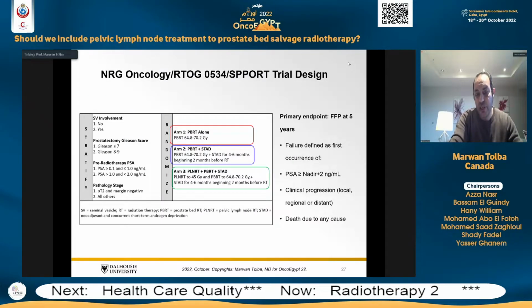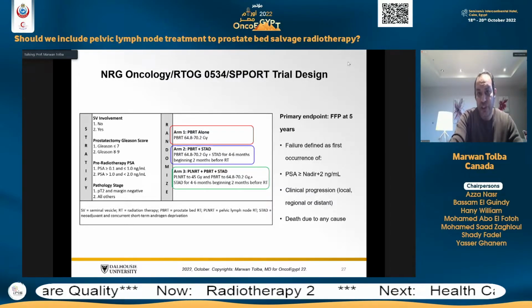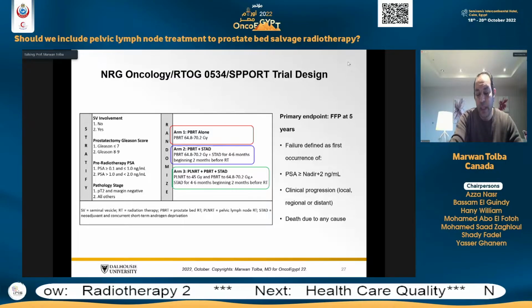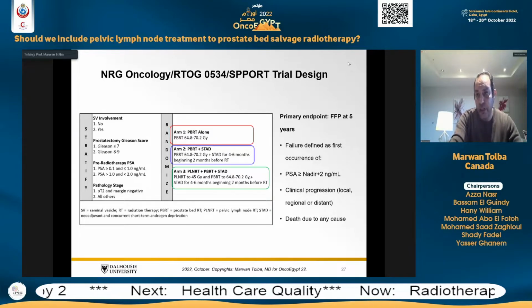They randomized the patients into 3 arms: the prostatic bed radiotherapy arm only, the prostate bed with short-term 4 to 6 months ADT, and the pelvic lymph node with prostate bed and short-term ADT dual escalation arm. The primary endpoint was freedom from progression at 5 years.